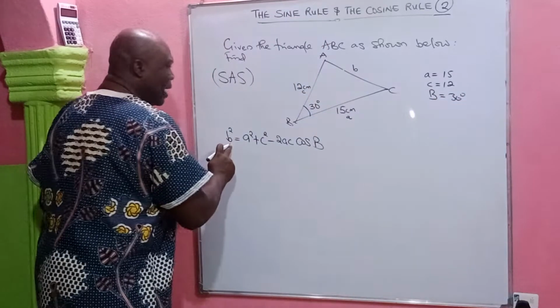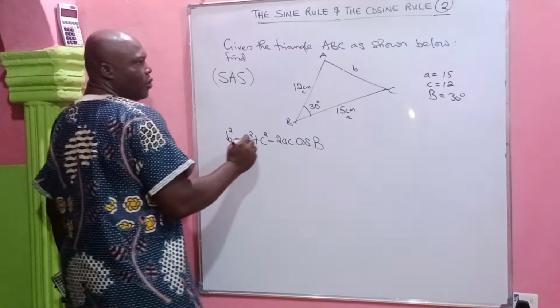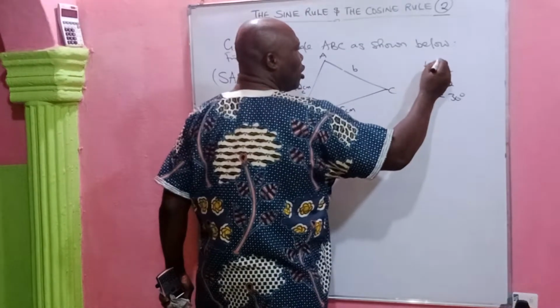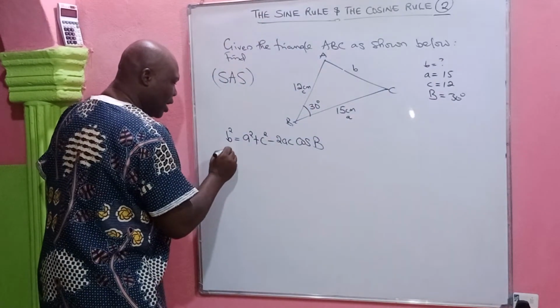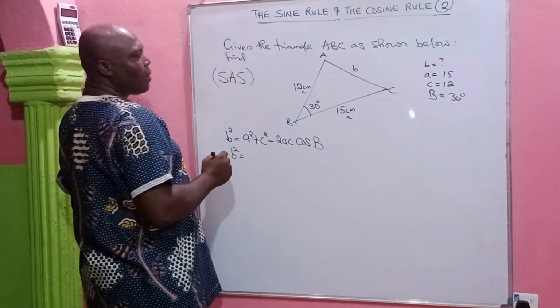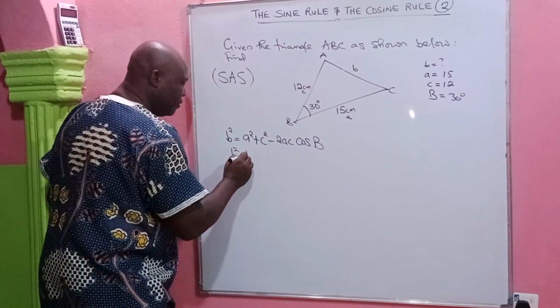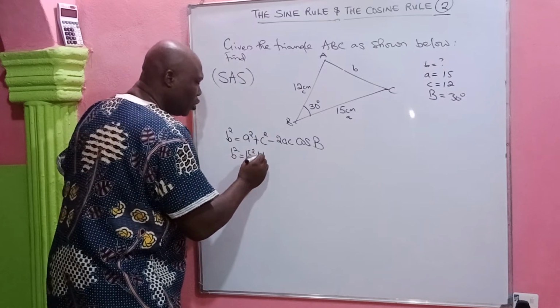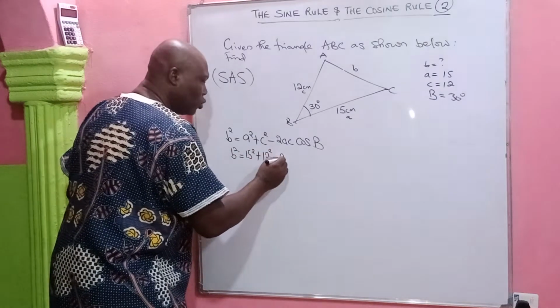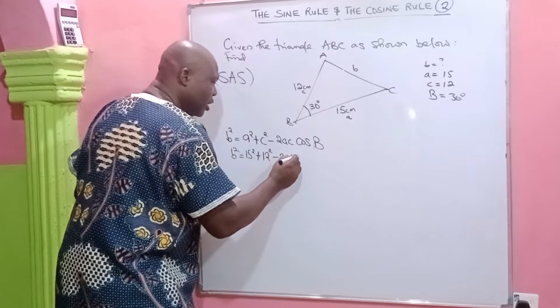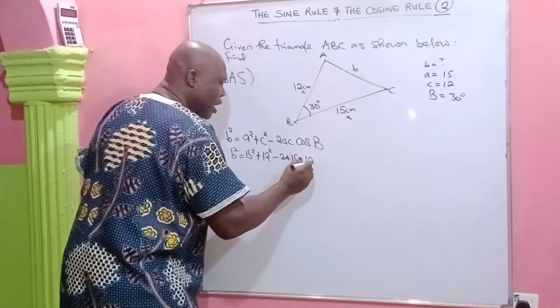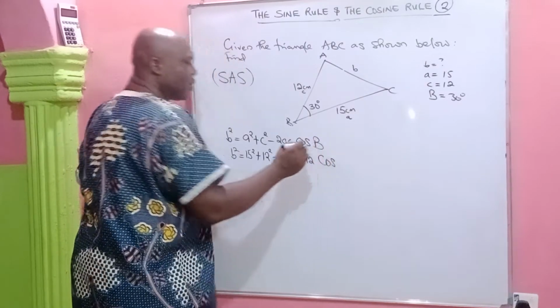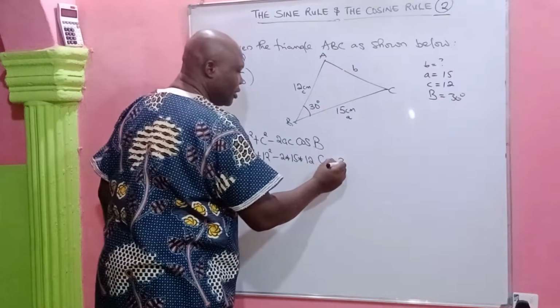Okay, so we can apply that. B is what we are looking for. Remember, we are looking for small b. So we have b squared equal to, what is our a squared? A is 15, so 15 squared, plus c, what is our c? 12, so 12 squared, minus 2 times a, 15, times c, 12, and then the cos of capital B, which is 30 degrees.